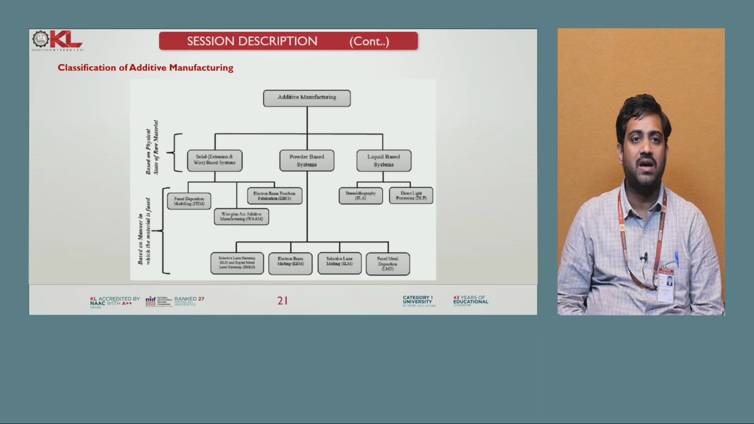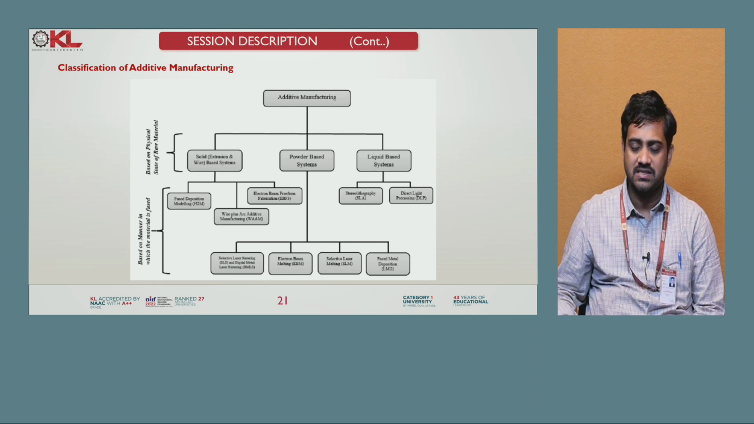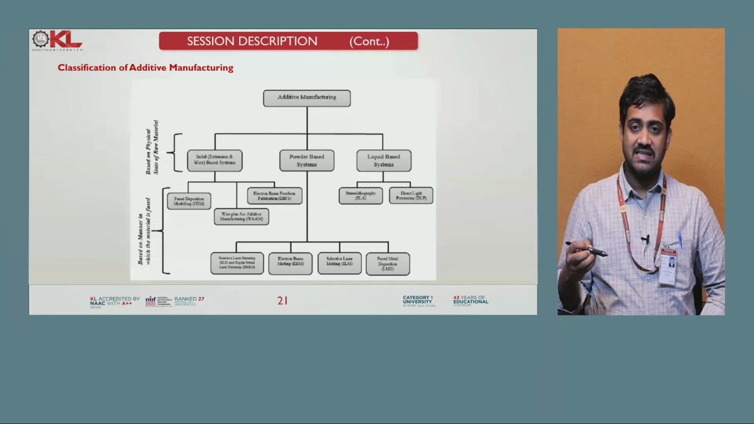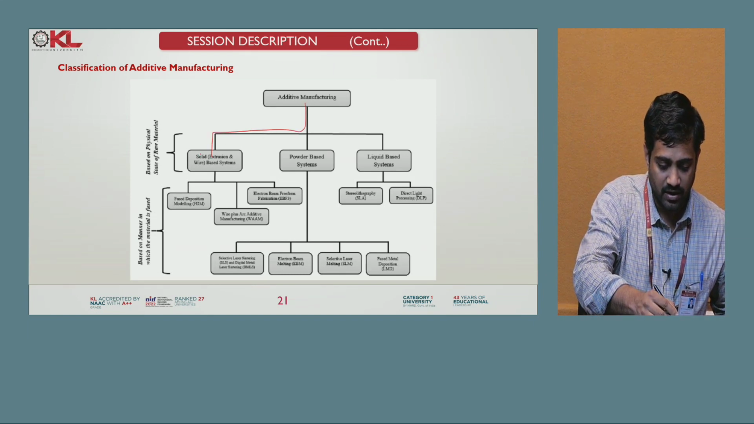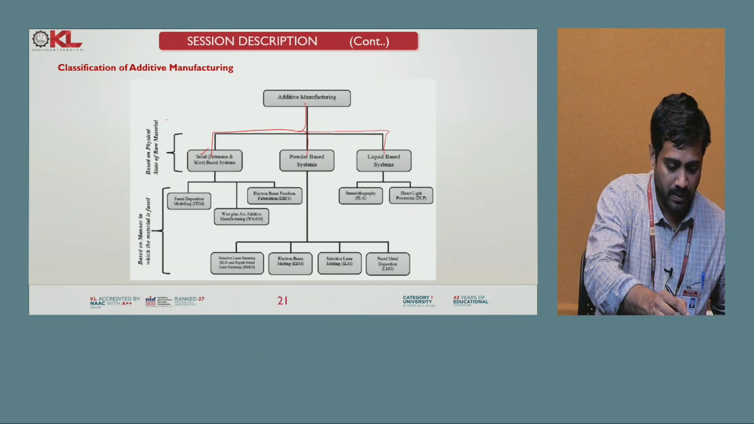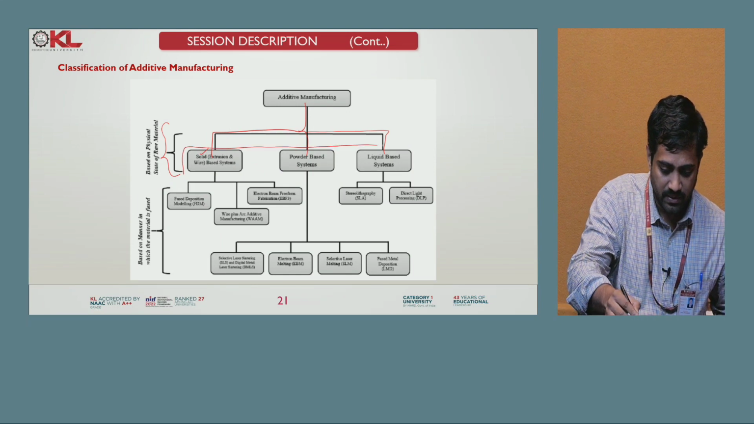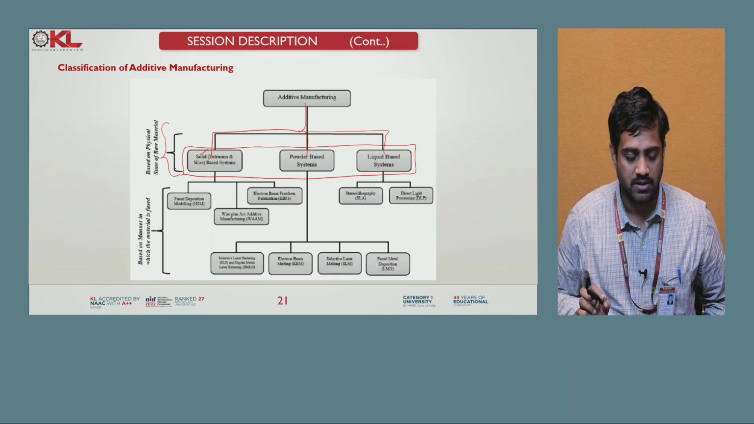And here I am giving a classification of additive manufacturing. We have solid based systems, powder based systems and liquid based systems. Let us see. I am classifying additive manufacturing into three different types: solid based is one, powder based is another one, liquid based is another one. So based on the physical state of the raw material, the additive manufacturing concept is classified into these three types: solid based, powder based and liquid based.